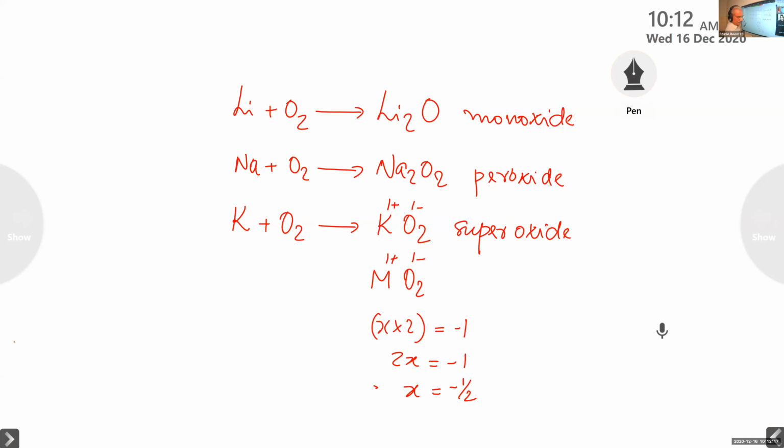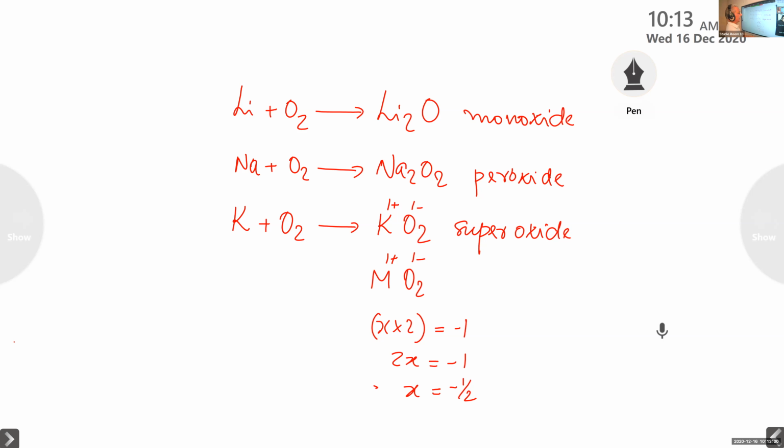You make that correction also. The metal is in the plus 1 oxidation state. Page number 4, point number 13. In the superoxide, the oxidation number of oxygen is equal to minus half. It is not minus 1. Minus 1 is for the O2 ion, while for the superoxide ion the oxidation number of oxygen is minus half. So make that correction also.